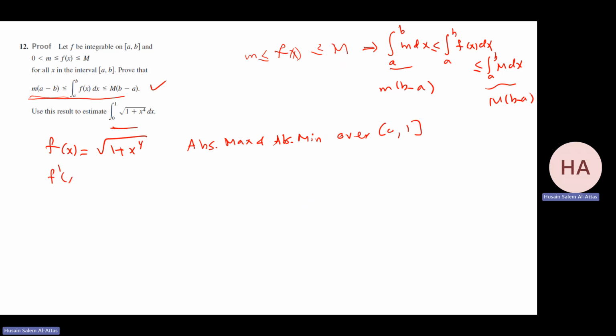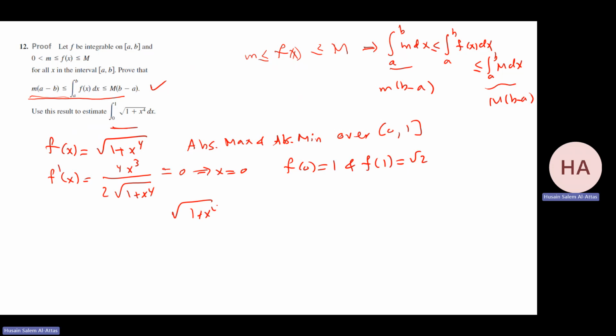I need f prime, which will be 2 square root 1 plus x to the power 4. Here I have 4x cubed. It equals 0, so I have x equals 0. So I need just to check the endpoints. f of 0 will be 1, and f of 1 will be square root of 2. So it's very clear this function is between 1 and square root of 2 over this interval.